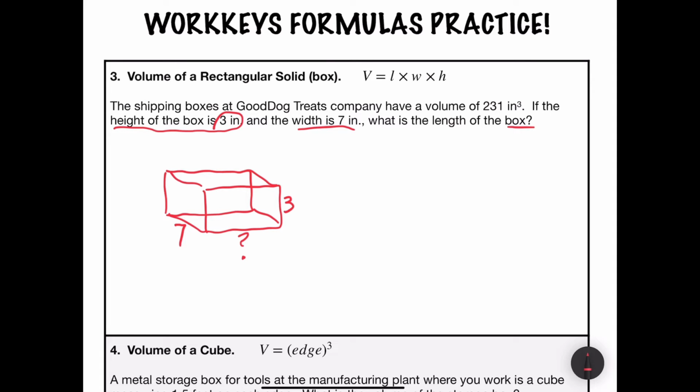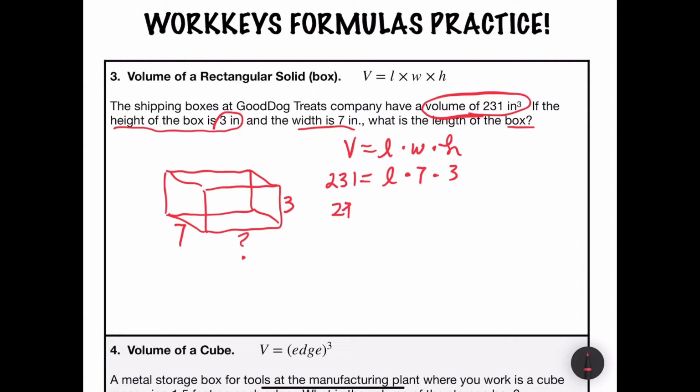Now I'm going to go back to my formula. Volume equals length times width times height. In this problem, we're actually given the volume as 231. So I will fill that in for the volume. I'm looking for the length, so I'll leave L, times the width, which is 7, times the height, which is 3.